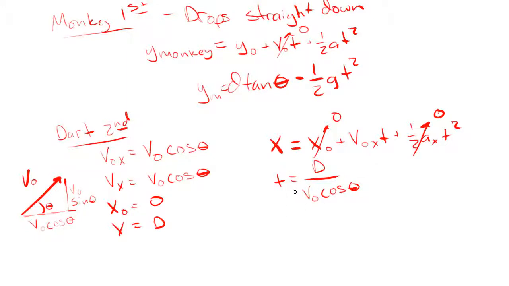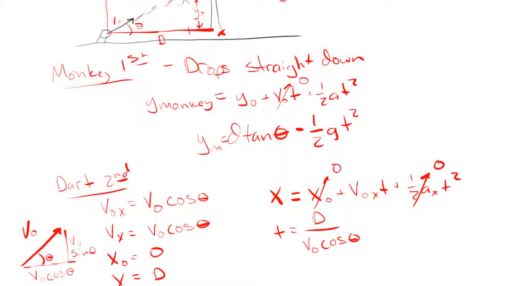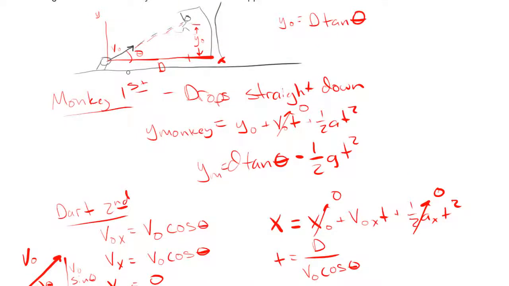Now let me stop and let's actually talk about what this time is. All right, so the time that I've given you is the time it takes for the dart to go from here to the horizontal position of the monkey. That's how long it takes to go from here to here. I don't know anything about the vertical yet, but I know that after d divided by v naught times cosine theta seconds, it's at least going to be somewhere along this sort of vertical line. It's going to be somewhere in there. So at least it's to that position.